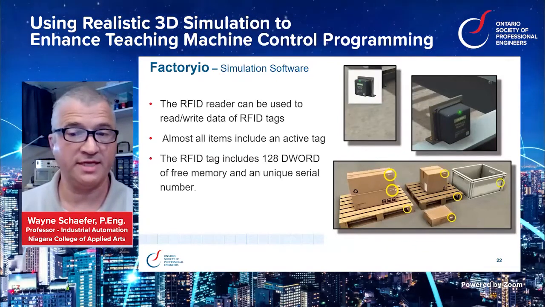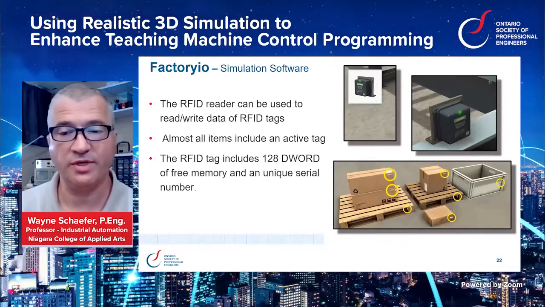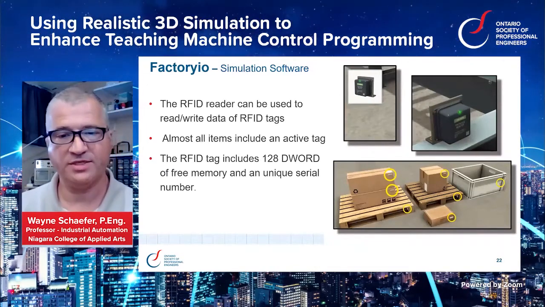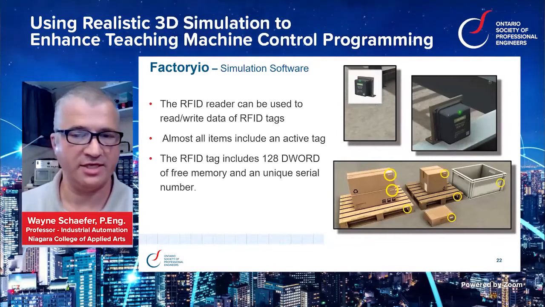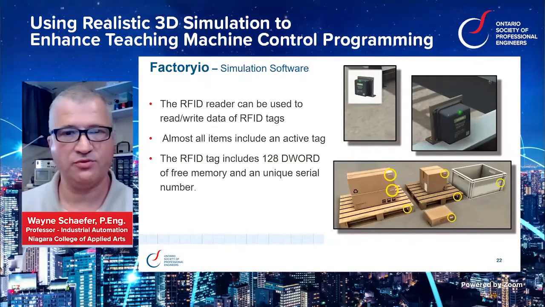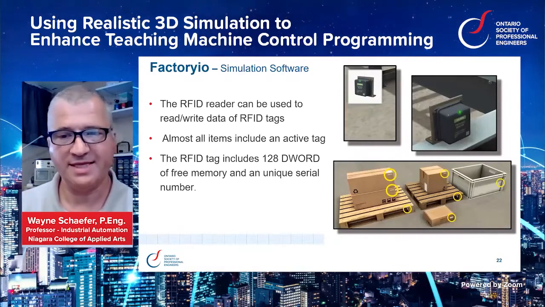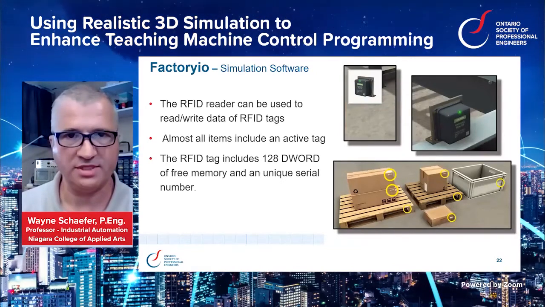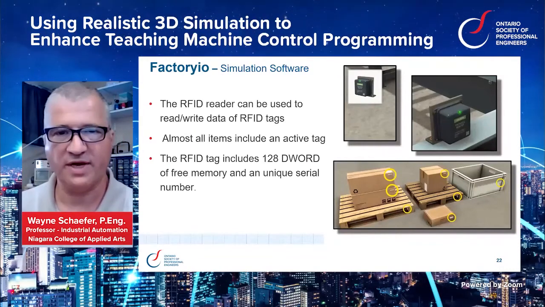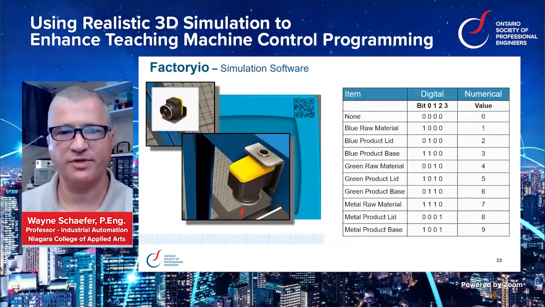What is useful here is that the RFID tag includes 128 double data words of free memory and a unique serial number. The unique serial number is sequential, generated when the tag is created, but those 128 words of memory are user writable and readable, and stay with the RFID tag throughout the simulation, no matter where that box or pallet is. So you can provide tracking inside your factory.